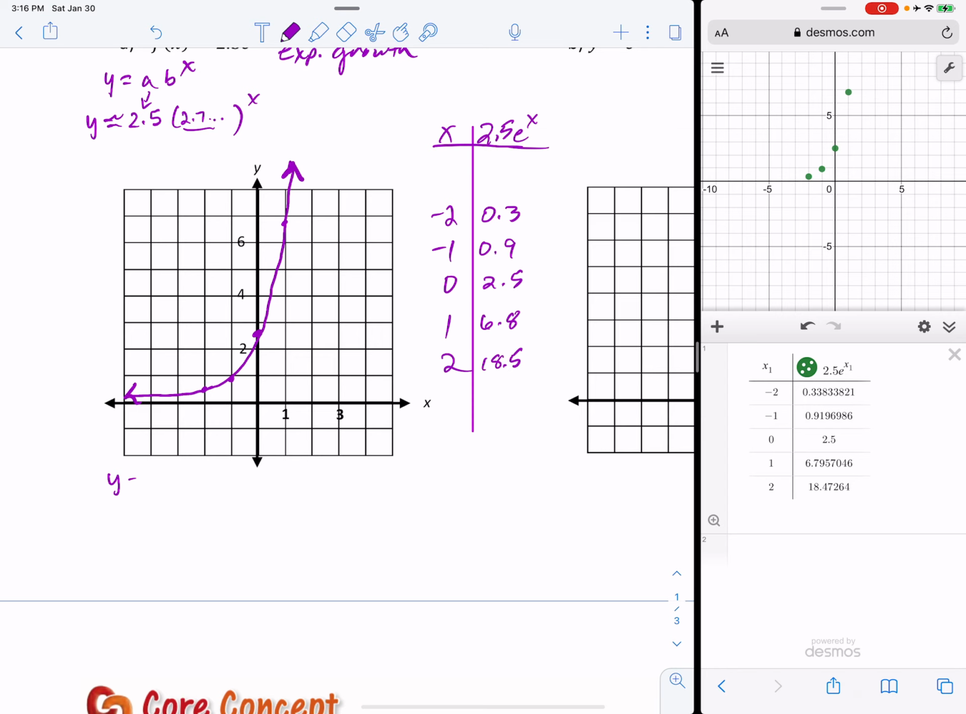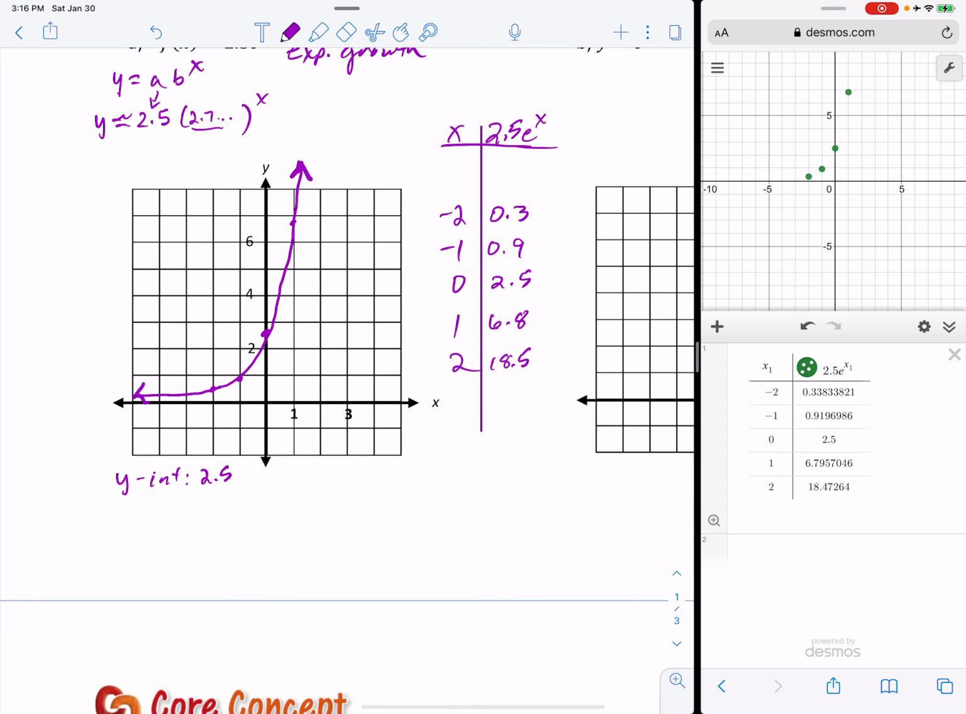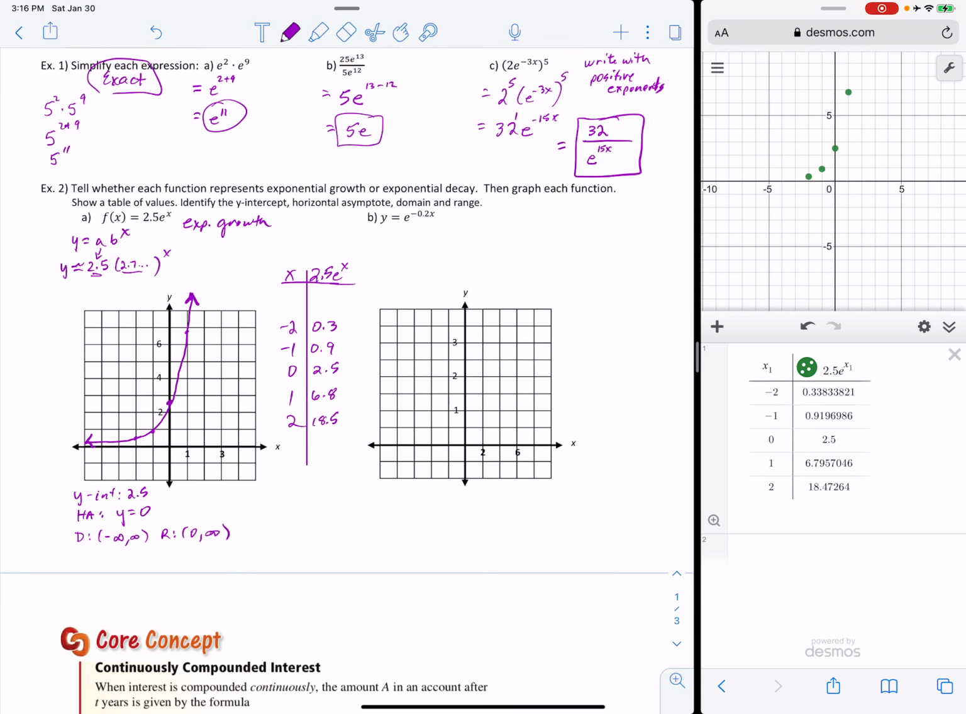So then what is the y-intercept? In this case, it's not 0 anymore. It's 2.5. It's that value of a. And what is my horizontal asymptote? It is still y equals 0. It's the x-axis. My domain on this is all reals, and my range is 0 to infinity. All right, then let's look at this next one.